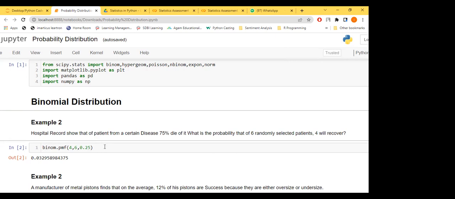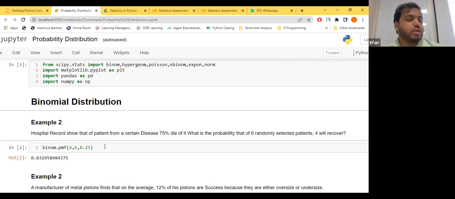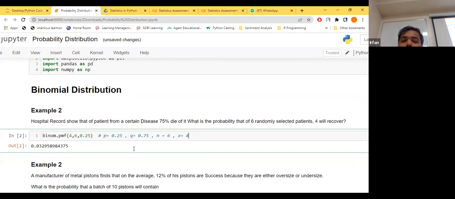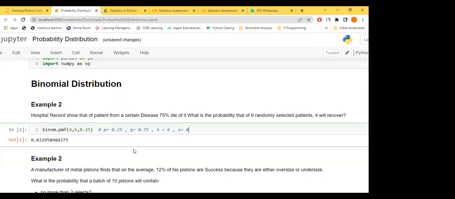Second, as per the question, our hospital records show that for a patient from a certain disease, 75% die of it. Probability of dying is 0.75. Success is 0.25. So here you can write, for your confidence, 0.25, and for failure, 0.75. What is the probability of 6 randomly selected patients? How many patients were selected? 6. Out of 6, what is the chance 4 will recover? 4. Same example we have solved, guys.